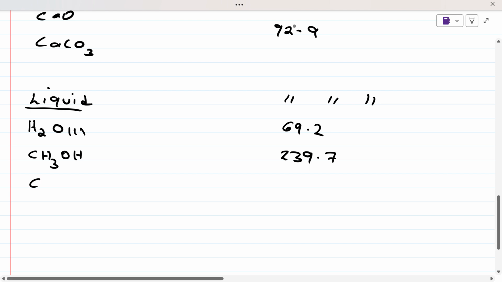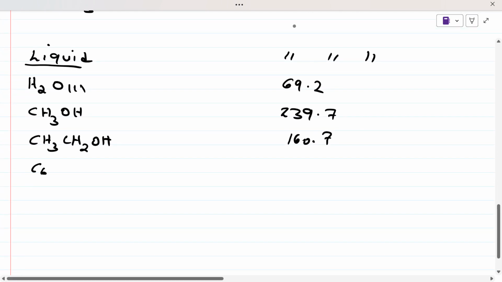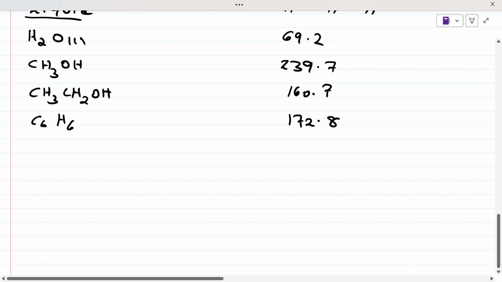I can also have my ethanol, CH3CH2OH, which has an entropy of 160.7. Can also have C6H6, which has an entropy of 172.8. Now, those are the examples I have of liquids with their entropies.